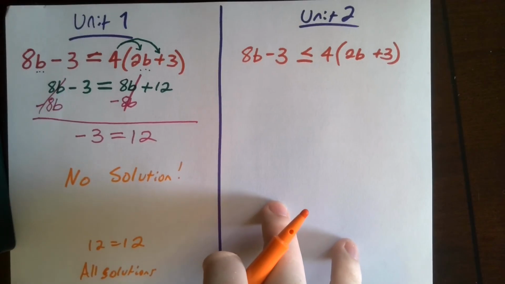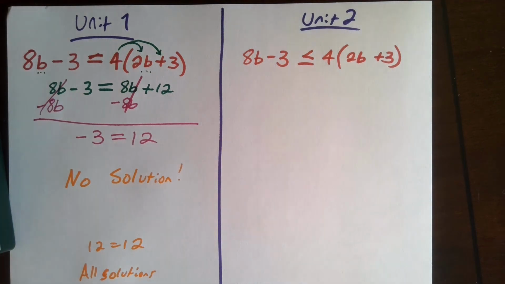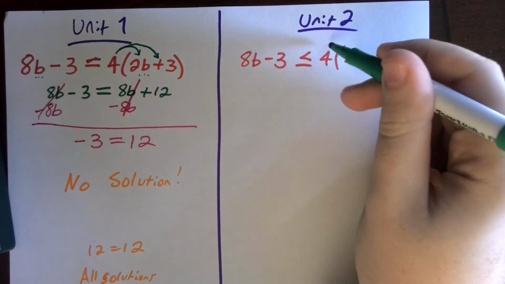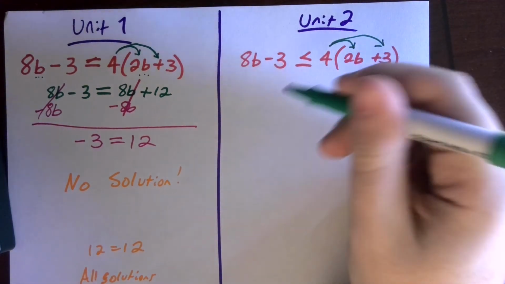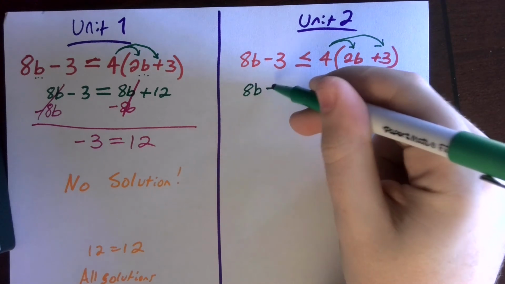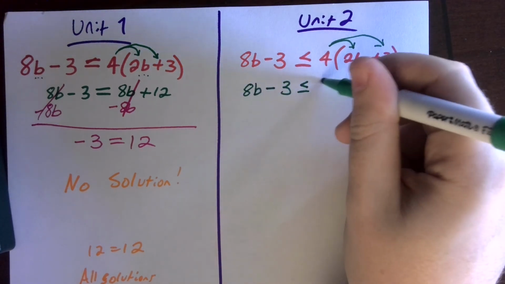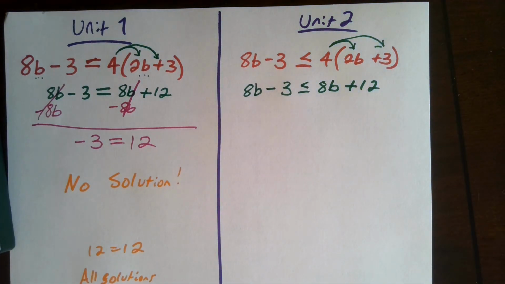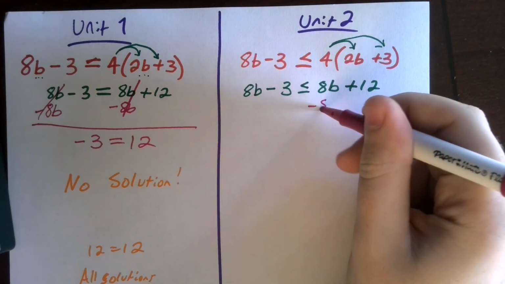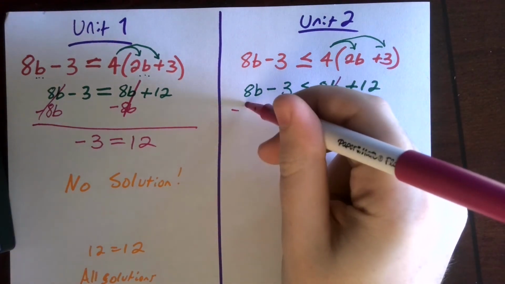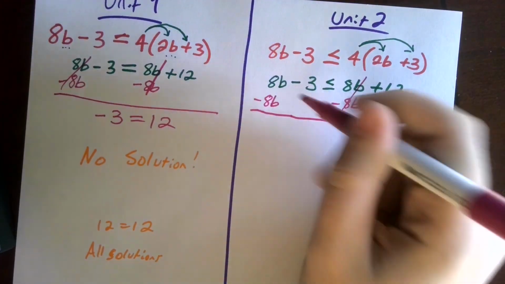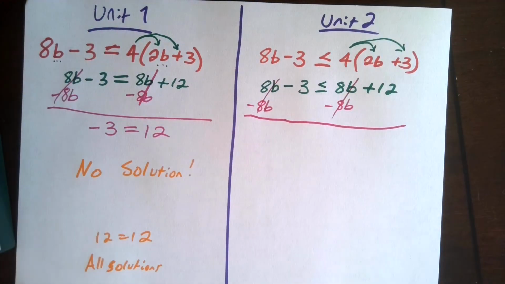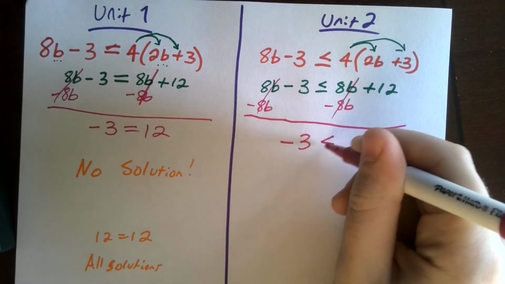Let's apply what we just did to this side as well. Remember, the steps are going to be the exact same no matter the unit. So, on the left we distributed, let's try distributing here. Again, we end up with something very similar. 8b minus 3 is less than or equal to 8b plus 12. From here, our goal is still the same. We still want to get all of our variables on one side. So I'm going to subtract 8b from here to cancel it out and move it over here. But when I moved it over, 8b minus 8b also cancels out. So I end up with negative 3 is less than or equal to 12.